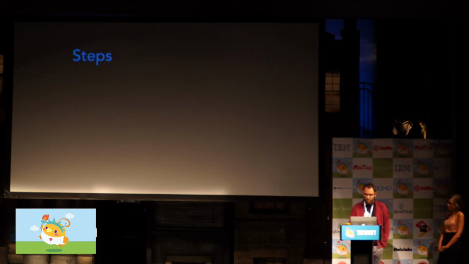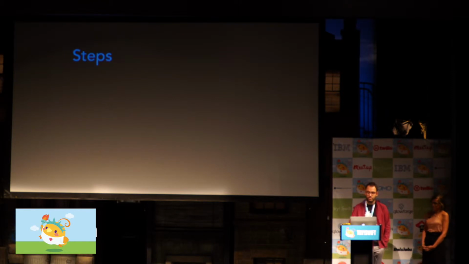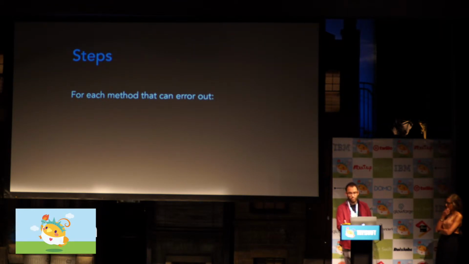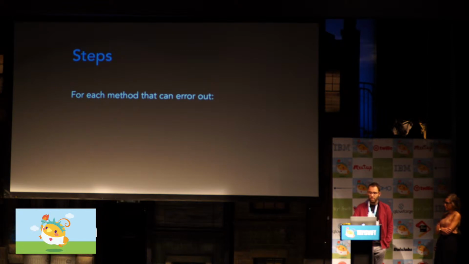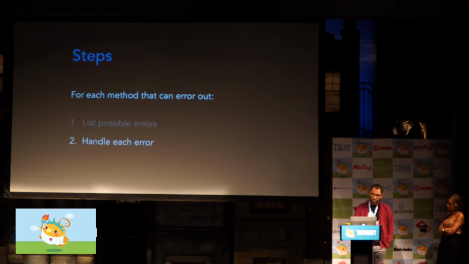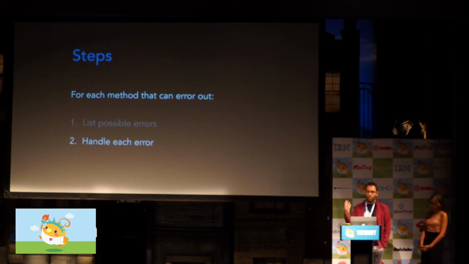In theory, the steps you have to follow in order to add error handling to your application are very simple. For each method that can error out, and the Swift compiler helps a lot with that, with defining these methods, first you have to list the possible errors that can be thrown, and then for each one of them, you have to decide if you're going to propagate the error any further, or if you're going to handle it and how.